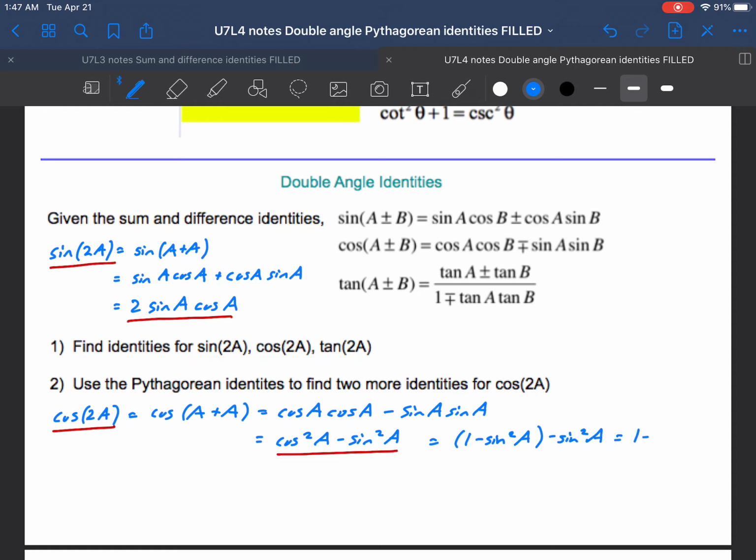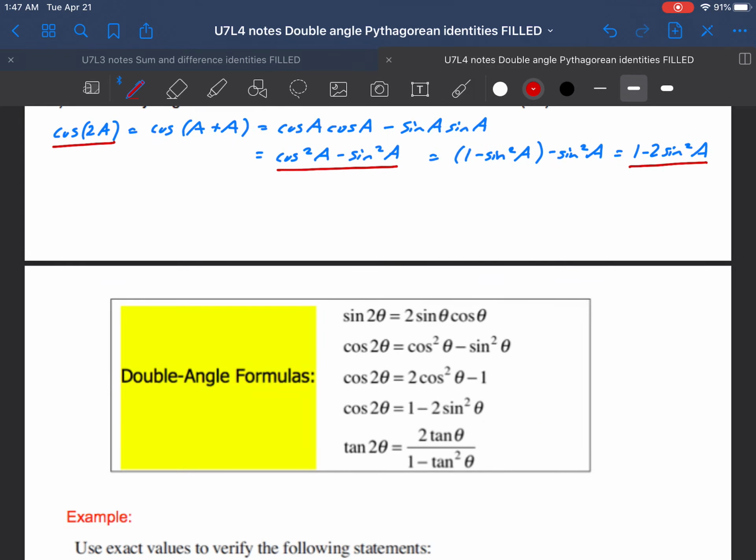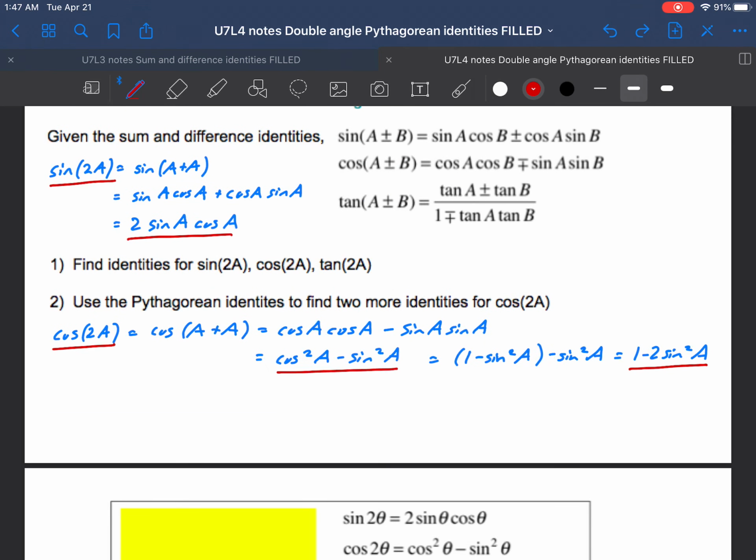Okay, using a Pythagorean identity, and then that turns into 1 minus 2 sine squared a. So here's a second expression that equals cosine 2a. And do we have that here? Yeah, it's right here, right? So we have that one also.